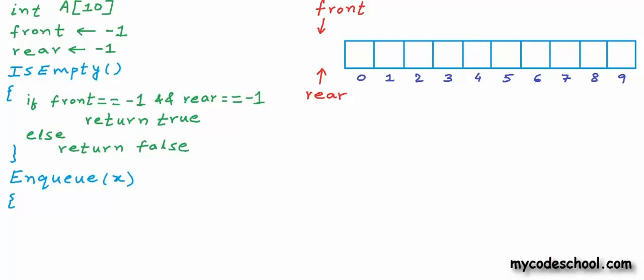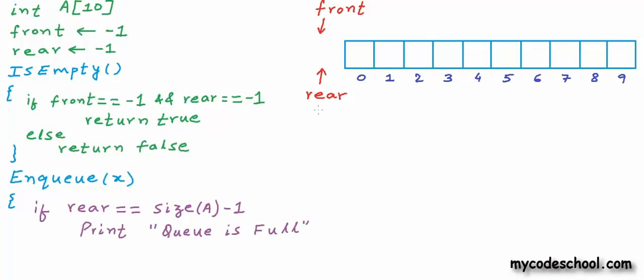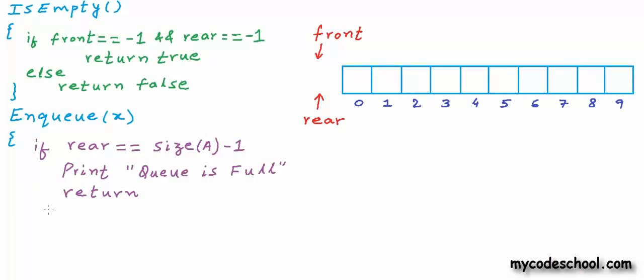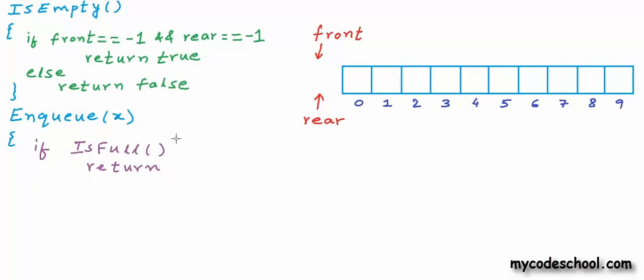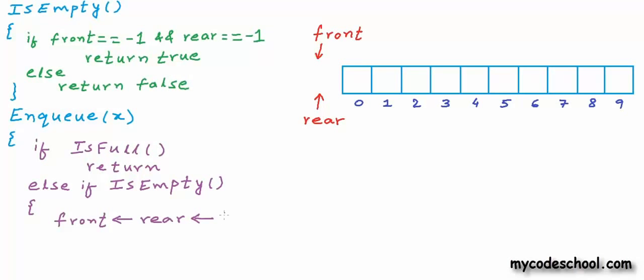Enqueue will take an integer x as argument. There will be a couple of conditions in enqueue. If rear is already equal to the maximum index available in array A, we cannot insert or enqueue an element. In such a scenario, we can return and exit. I would rather use a function named isFull to determine whether the queue is full or not. If the queue is already full, we can't do much. We should simply exit.